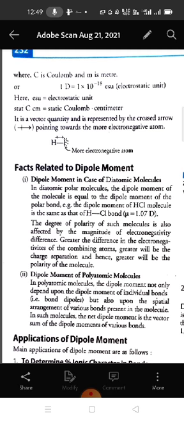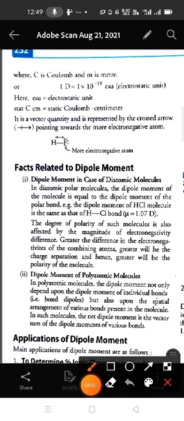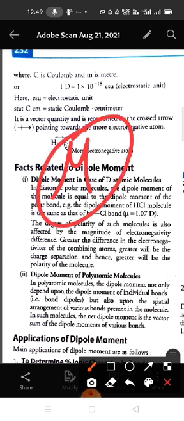Now the degree of polarity of such a molecule is also affected by the magnitude of electronegativity difference. That means this value depends on the electronegativities. The greater the difference in the electronegativities of the combining atoms, the greater will be the charge separation. Hence, greater will be the polarity and mu will be greater.